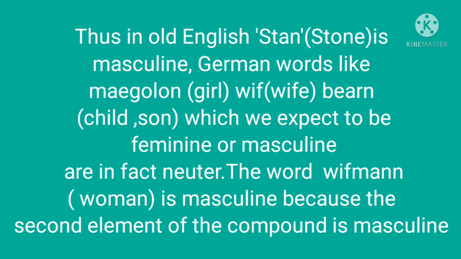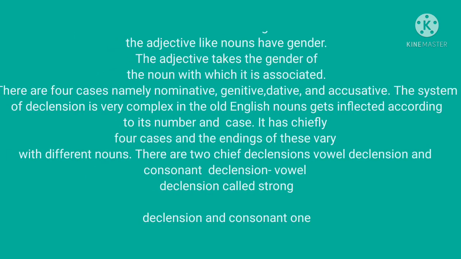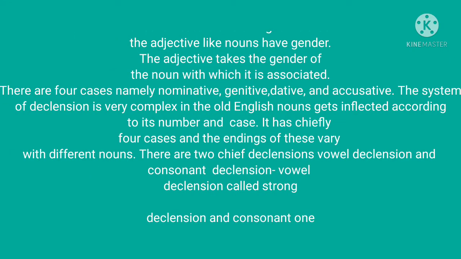Another feature of Old English is that adjectives, like nouns, have gender. The adjective takes the gender of the noun with which it is associated. There are four cases: first is nominative, then genitive, dative, and accusative.